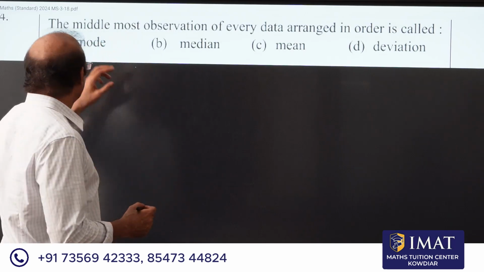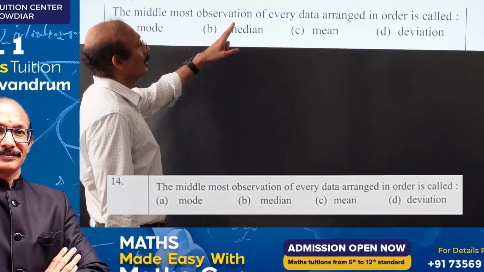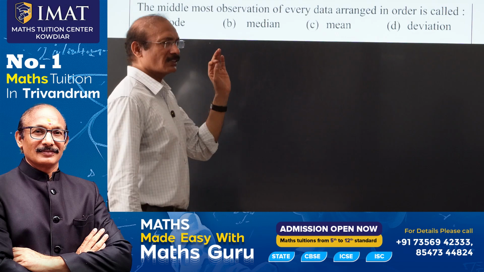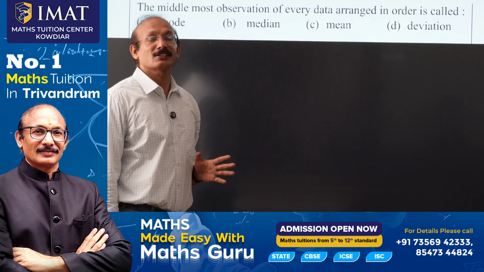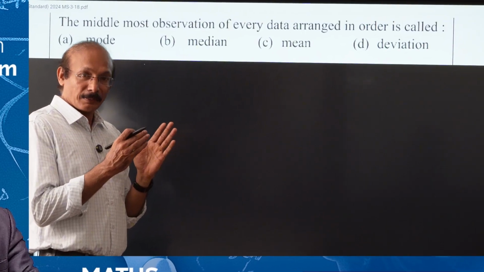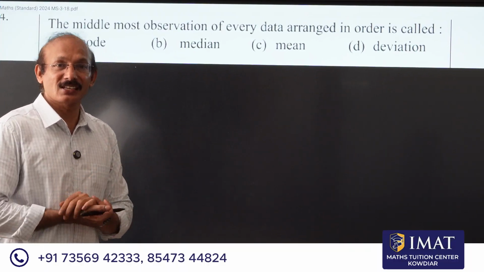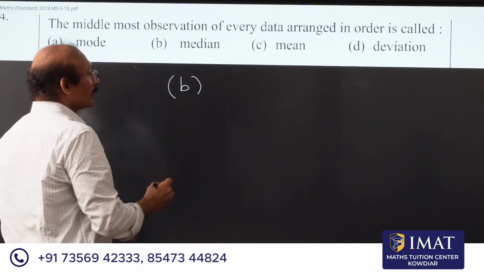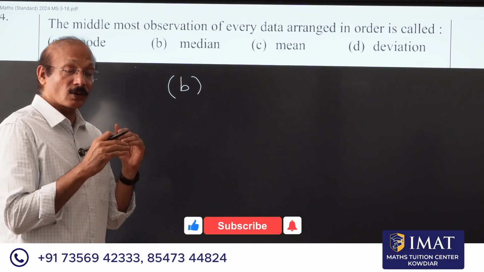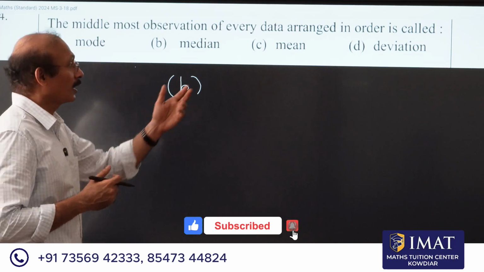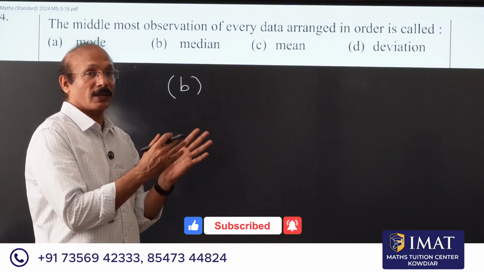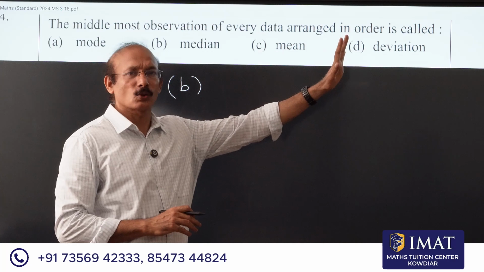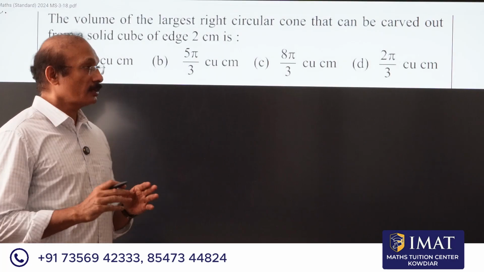See children, the middlemost observation of every data arranged in order is called. This is nothing but purely the definition of a median. What is median? Median is the middlemost number when observations are arranged either in ascending or descending order. So the answer is B. By the way, what is mode? Mode is that number that occurs maximum number of times. And what about mean? Mean is the average, which is obtained by adding all the observations divided by total number of observations. Deviation is totally a different term. Okay? So children, see this one.